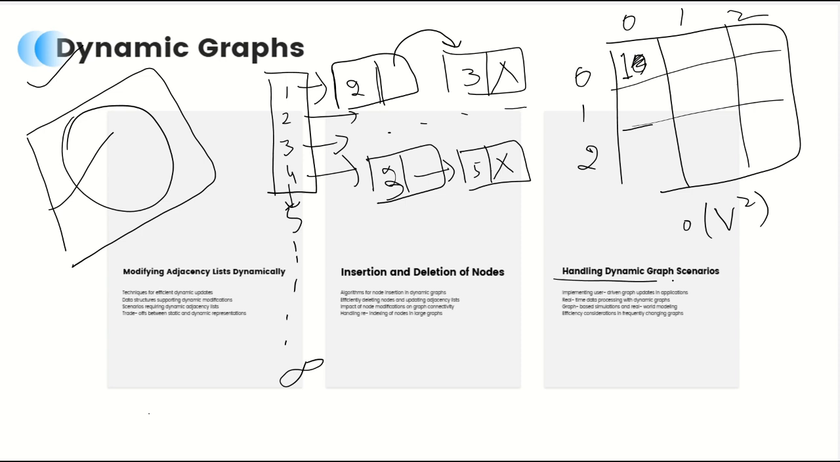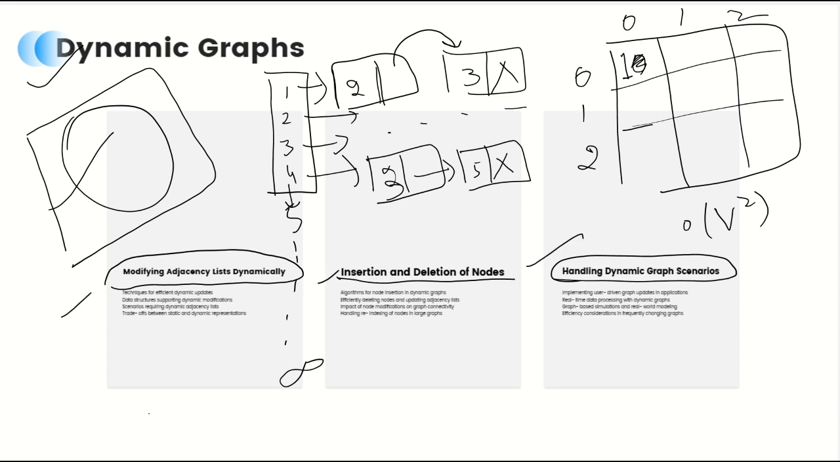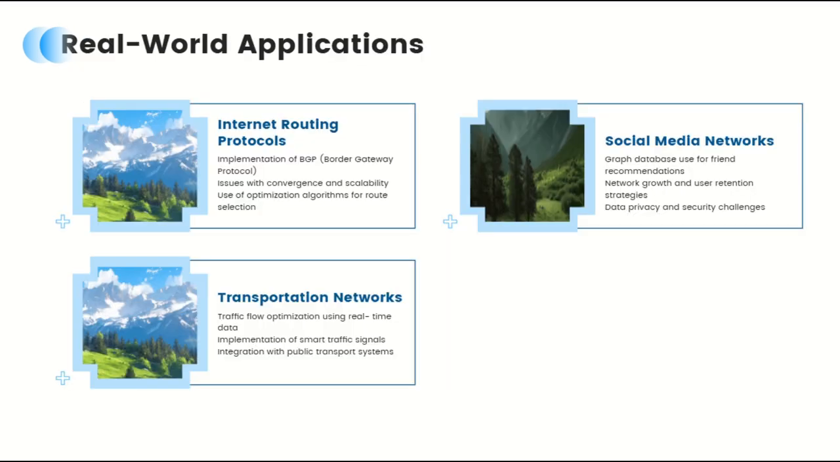So handling dynamic graph scenarios, insertion and deletion of nodes, and modifying adjacency lists dynamically, these three cases come under handling or taking inputs dynamically. These three can be best treated with adjacency lists. Now, real world applications: we have already discussed social media networks, such as Instagram. We have already talked about how a friend request can be created and how it can be removed, but the vertex will be present.